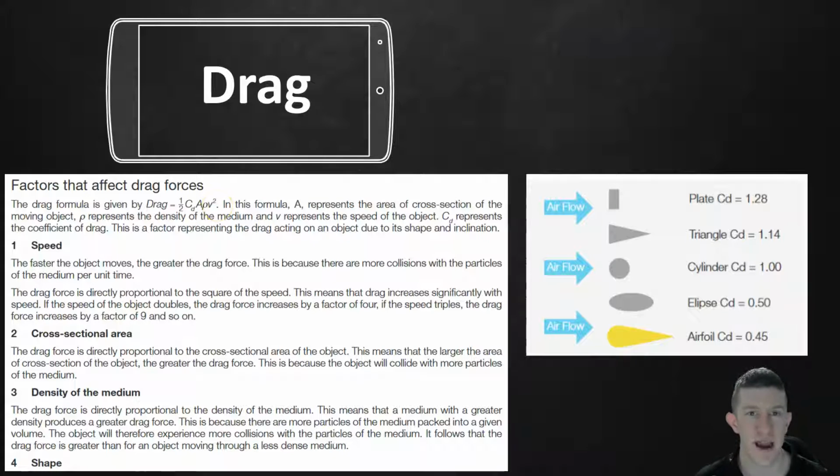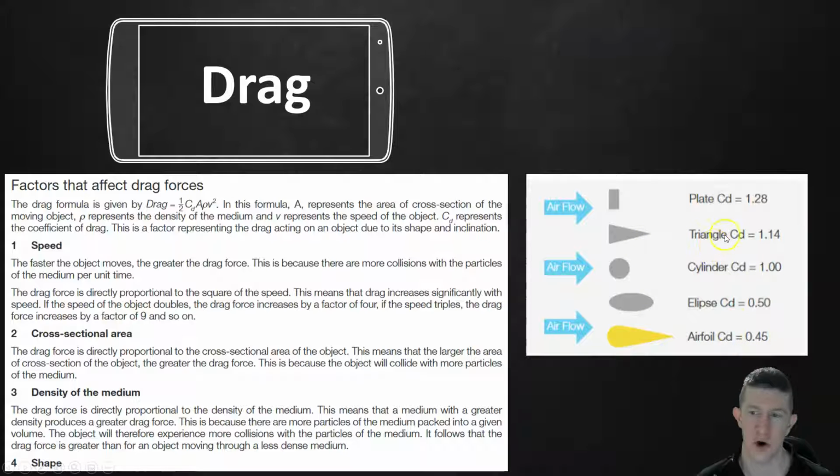So what it means is the amount of drag that you feel, or an object feels, say a plane flying through the air, is a product of its coefficient of drag, which is just a value assigned to an object based on its shape. So for example here, if we had a block, its coefficient of drag would be 1.28, which is pretty bad. As we go to more and more aerodynamic shapes, so a triangle, a cylinder, an ellipse, and then the airfoil, which we've seen in our last video, we decrease the coefficient of drag down.